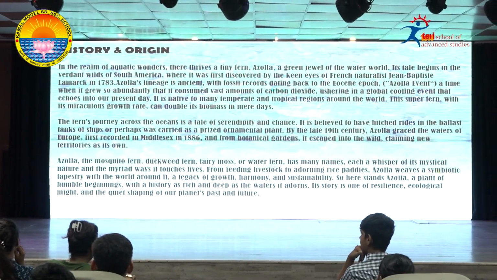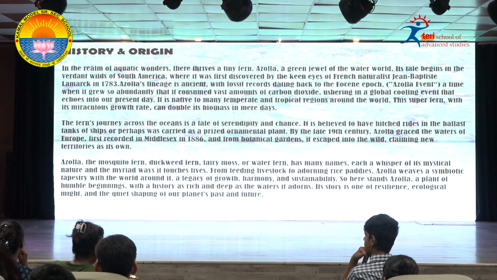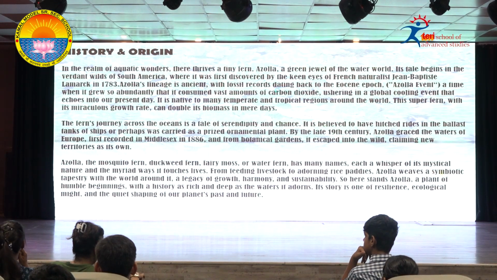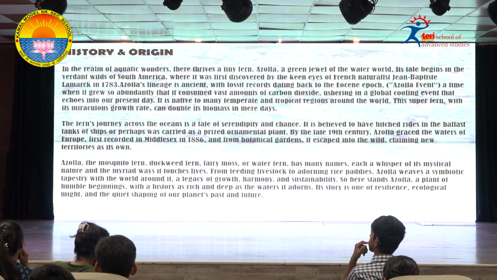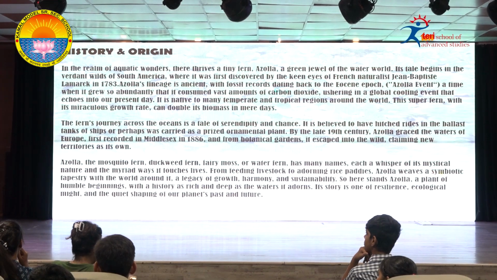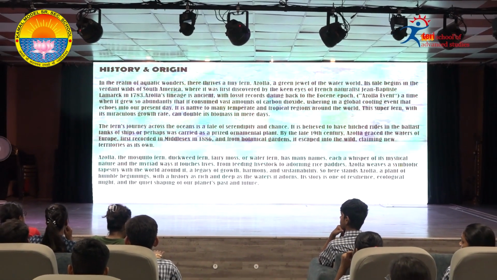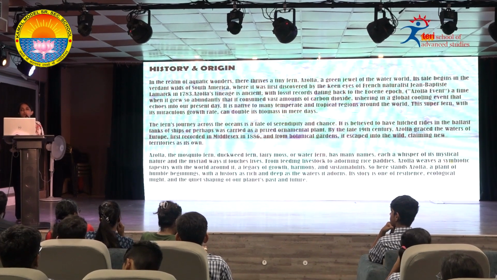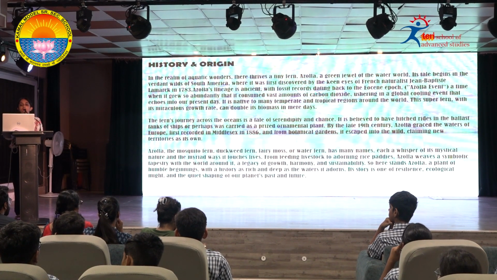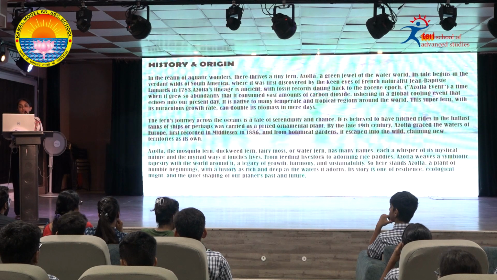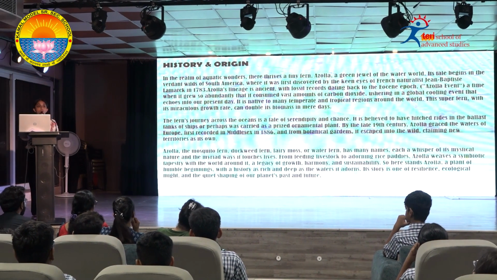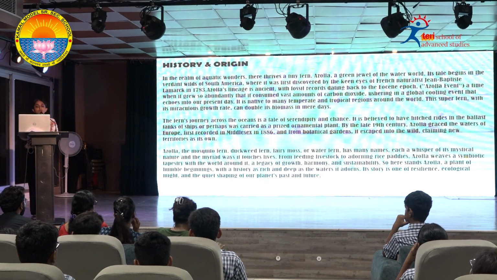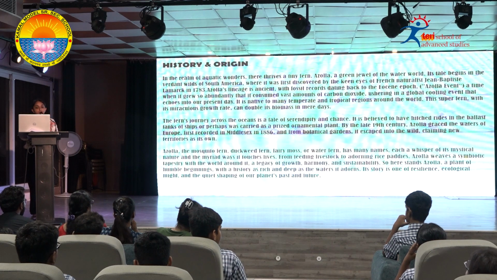Now, guys, are you ready for some story time? Let's take a step back: when did it grow, how did it come into action, and how did all the stories begin? So in the realm of aquatic wonders, there thrives a tiny fern, which is named, by now everybody must have guessed it, AZOLLA, a green gem of the water world. Its tale begins in the verdant wilds of South America, where it was first discovered by the keen eyes of French naturalist Jean-Baptiste Lamarck in 1783.